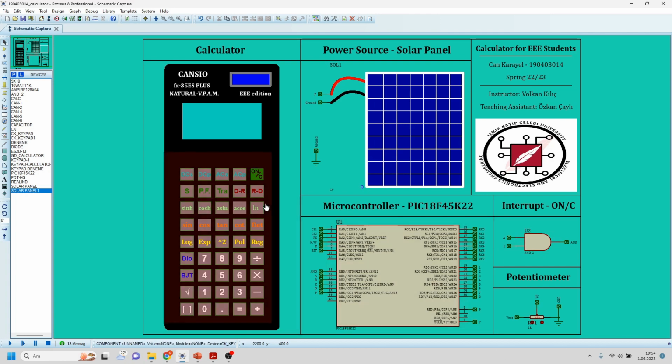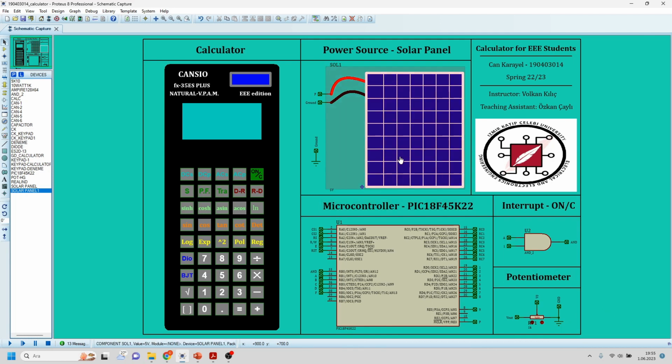As the GLCD screen, a 128 by 64 pixel display with a KS0108 controller was used to transfer and display our images and functions at higher resolution compared to LCD and other GLCD screens. I used an AND gate to control the interrupt pins which were connected on CK. I used a potentiometer to provide energy to the GLCD screen.